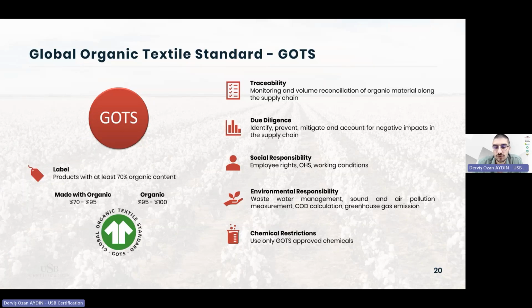There are two labels, which are called made with organic and organic. For the made with organic label, the product has to have at least 70% organic content up to 95%. And for the organic label, the product has to be produced with at least 95% organic material.